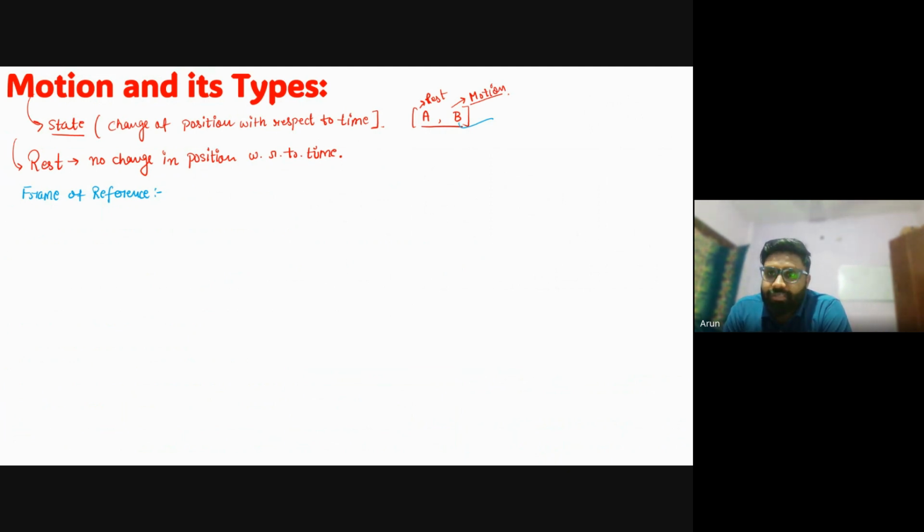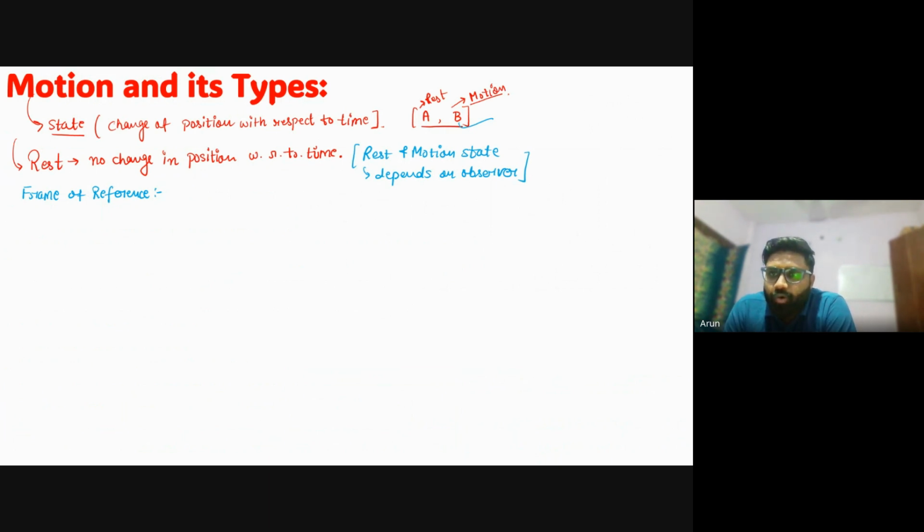So to describe anything, whether it is in motion or rest, it depends on the observer. So we can say this rest and motion state depends on the observer. And who is the observer? Observer is us. We are observing that object or that particular car or whatever the object is. We are the observer.